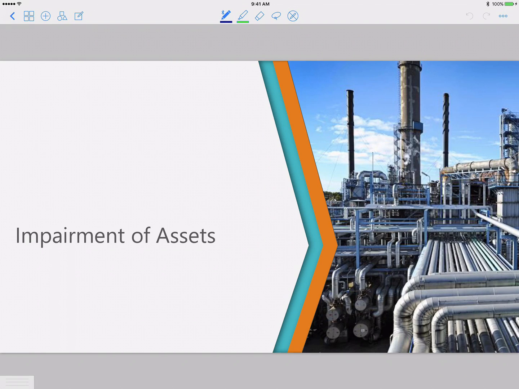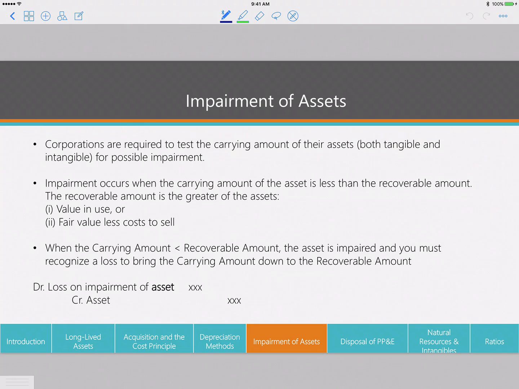Let's look at how we would deal with the impairment of assets. So corporations are required to test the carrying amount of their assets. So remember, carrying amount is equal to the book value, which is equal to the cost minus accumulated depreciation. So they need to test the carrying amount of the asset, both tangible and intangible, for possible impairment every year. So when we test for impairment, we look at the carrying amount and the recoverable amount of the asset. And actually, this is a mistake here. This should say greater than. So impairment occurs when the carrying amount of the asset is greater than the recoverable amount. The recoverable amount is the greater of either the asset's value in use or the fair value less cost to sell.